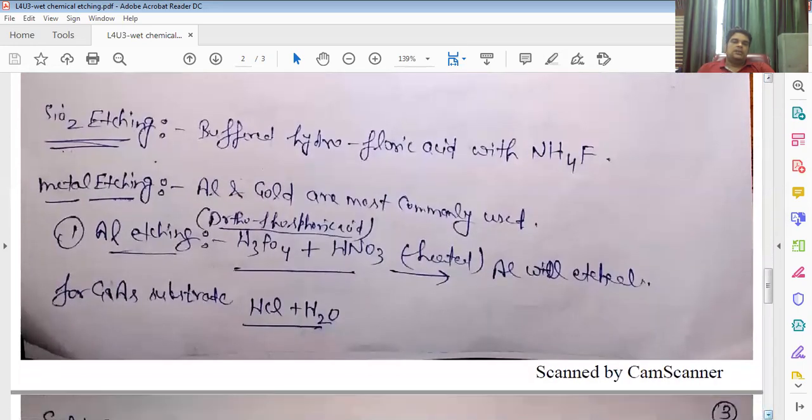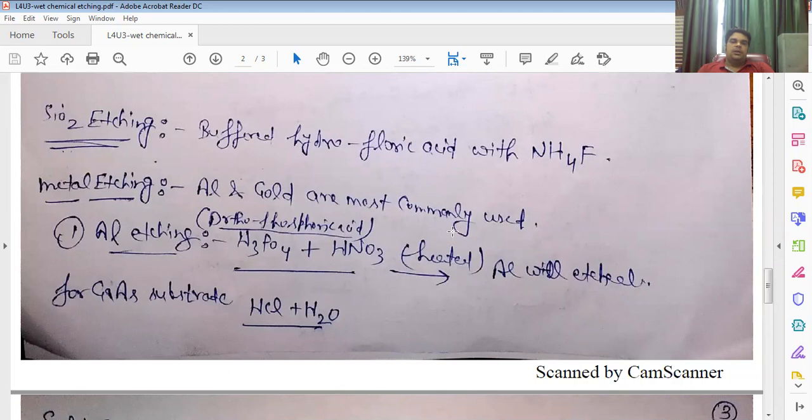Now, this was the etching of silicon. Next is, how do we etch silicon dioxide? In order to etch silicon dioxide, just use the buffered solution of hydrofluoric acid with NH4F, that is ammonium fluoride. So a buffered solution of hydrofluoric acid with ammonium fluoride is used in order to etch silicon dioxide.